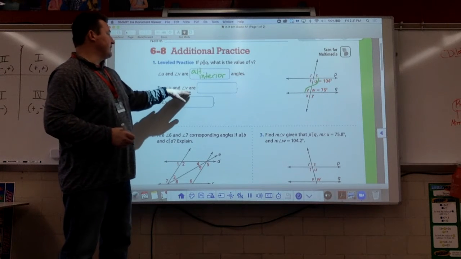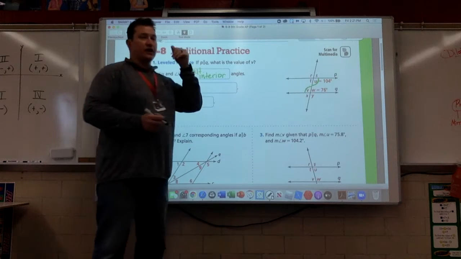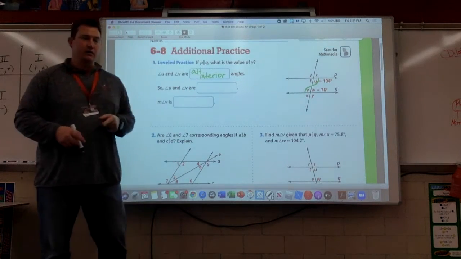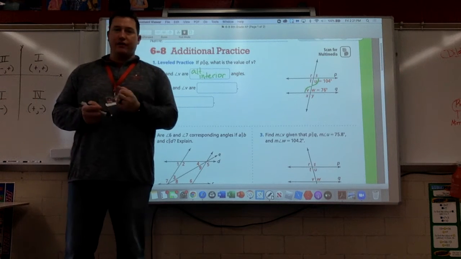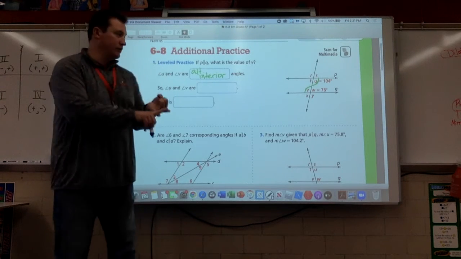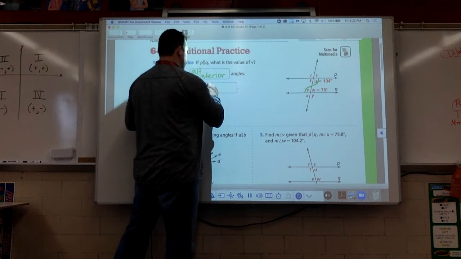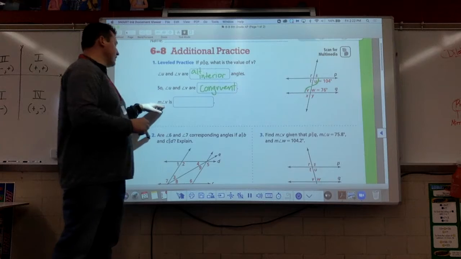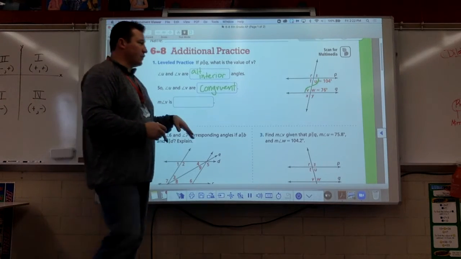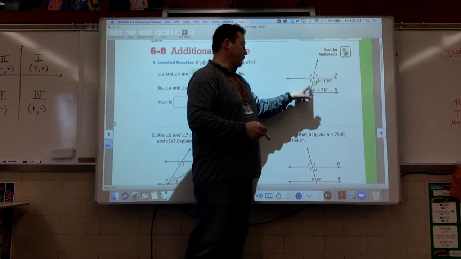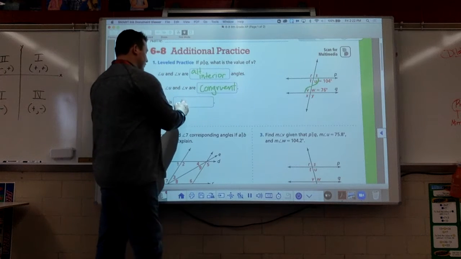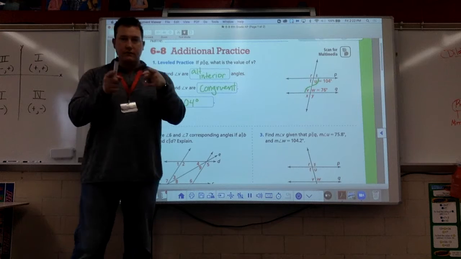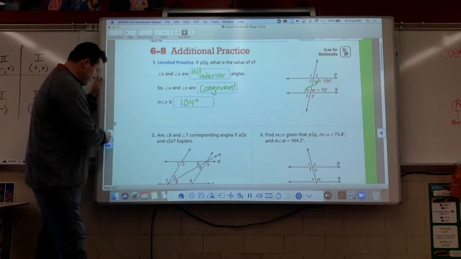So U and V, are they congruent or are they supplementary? You pick out that word, you put it right here. So are alternate interior angles congruent or supplementary? Survey says congruent. Okay? So the measure of angle V is what? Well, if they're congruent, that means it's got to be 104 degrees. Okay. Great. All right, that wasn't bad.